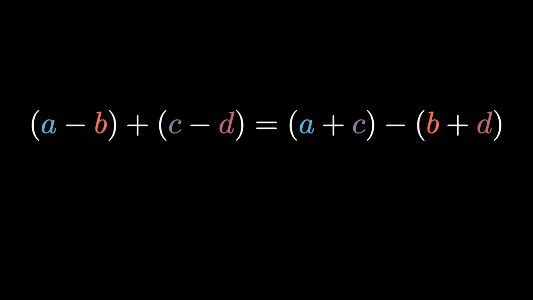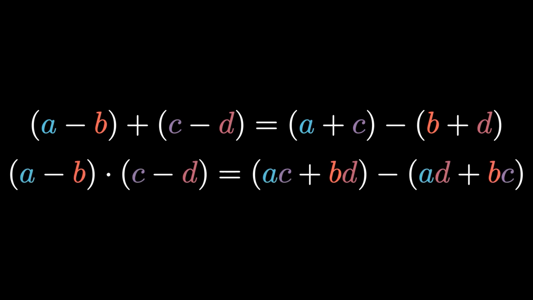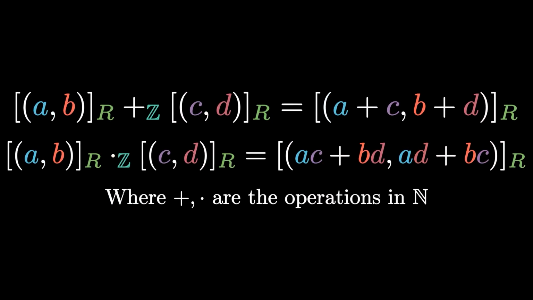Moreover, the nice thing about our construction is that the operations and the ordering are very easy to define. After all, the integers are built from the naturals, so we can easily define addition and multiplication by just borrowing from the addition and multiplication in the naturals. Specifically, we have that (a minus b) plus (c minus d) is (a plus c) minus (b plus d), and (a minus b) times (c minus d) is (ac plus bd) minus (ad plus bc). We can then easily write this in terms of our equivalence classes.